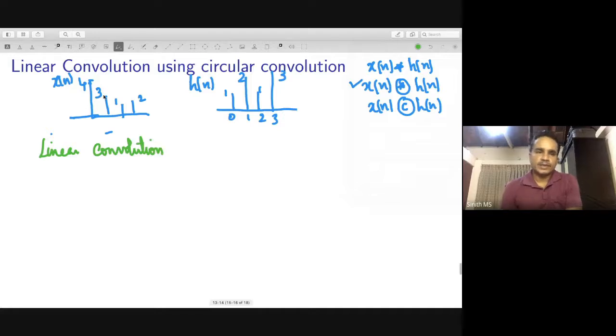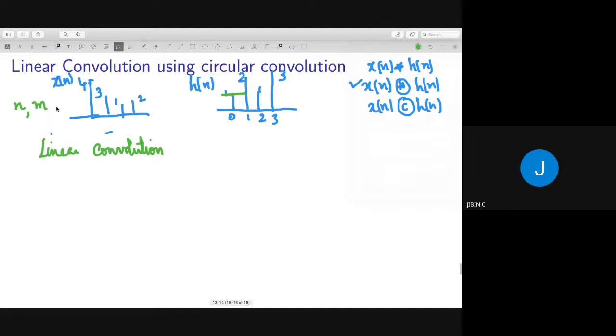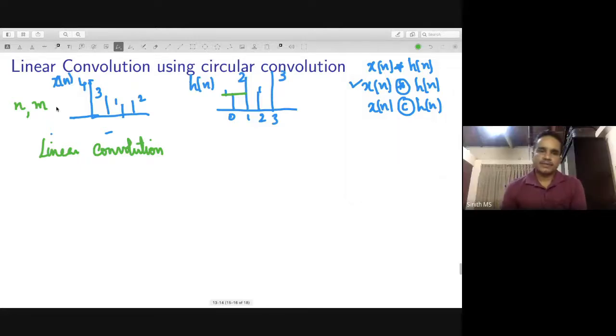Here you have 4 samples. Here you have 4 samples. So basically you should have how many samples at the output? If you have n samples for x of n, say, and m samples for h of n, what will be the number of samples at the output, say y of n? Can one of you unmute and tell? N plus m minus 1. M plus n minus 1. Very good. The length of y of n will be m plus n minus 1.